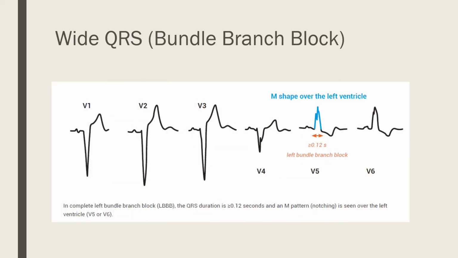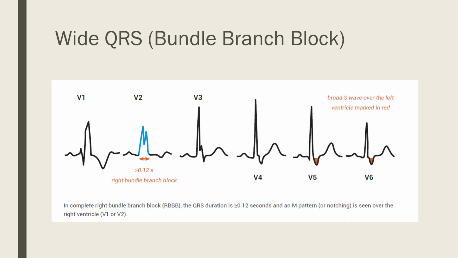This figure shows the example of the left bundle branch block in which the QRS duration is equal or more than 0.12 seconds, which means 3 or more small squares, in which there is M shape over the left ventricular side of the precordial leads in V5, V6.